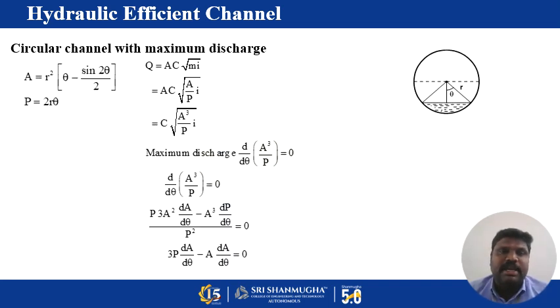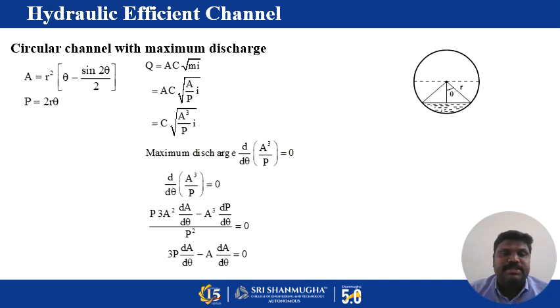So for the circular channel, the area is equal to r squared into (theta minus sine 2 theta) by 2, and the perimeter is 2r theta. We know the discharge equation with respect to Chezy, where Q is equal to AC into square root of mi, where m is A by P. So Q is equal to AC into square root of A by P into i. When substituting A, we can get Q is equal to C into square root of A cubed by P into i.